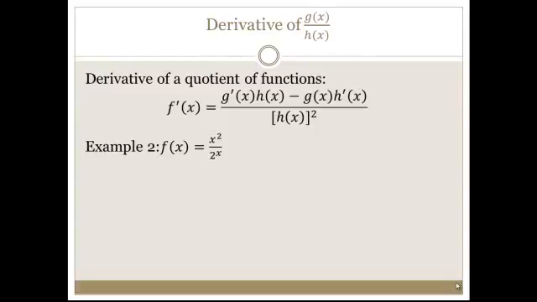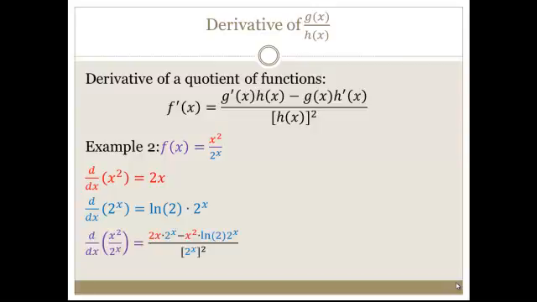Let's use the quotient rule again to compute the derivative of one more function, which is x squared over 2 to the x. Here, we have our numerator is x squared and our denominator is 2 to the x. So we need to compute the derivative of the numerator, which is the derivative of x squared, or 2x, and the derivative of the denominator, which is the derivative of 2 to the x, which is the natural log of 2 times 2 to the x.